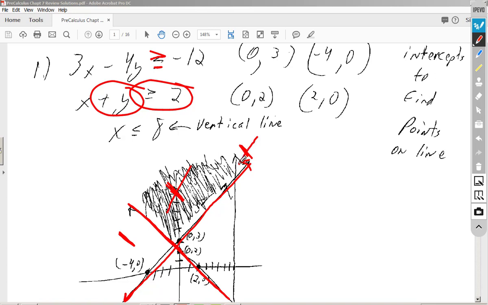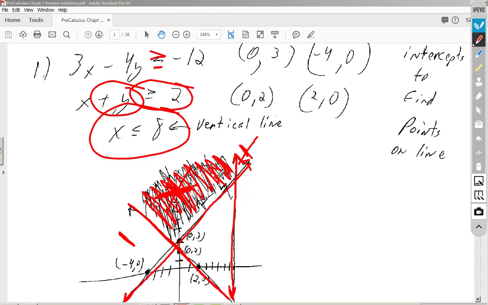Now as I look at this third region right here, x is less than or equal to 8. So here's my line at 8. And since that's less than, the lesser x's are to the left, so that means that this is going to be the region that I'm going to want to shade in. So I go ahead and shade that in, and there's my solution to that problem.